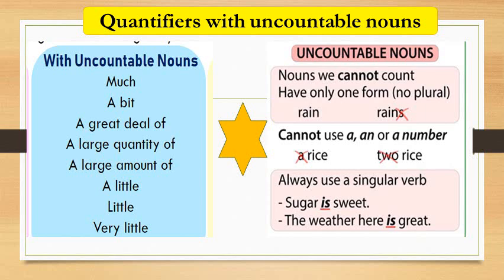Can you say a rice or two rice? No, of course not. Can you say rains? No, you can't. Okay. In order to know that, uncountable nouns take a singular verb. Uncountable nouns take a singular verb. Sugar is. You can't say sugar are. Sugar is. Water is. Rice is. Okay?